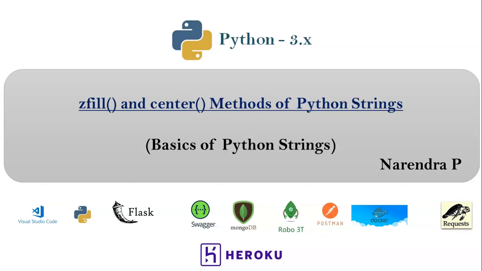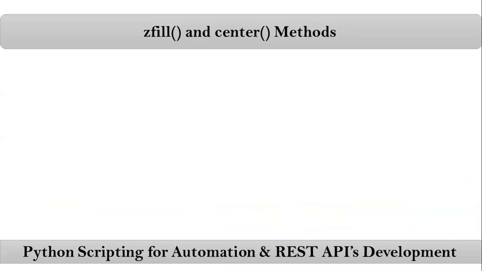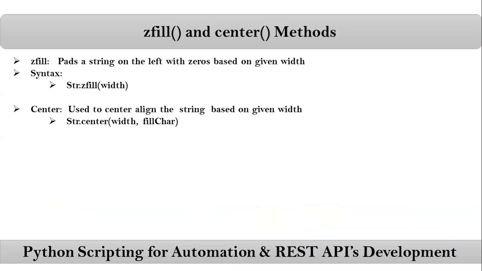Friends, here I will be talking about zfill and center methods of Python strings. First, let me go with syntax for these two methods. So here, zfill pads a string on the left with zeros based on given width. And this is the simple syntax for that. Simply your string, then zfill width. And here that width is always an integer.